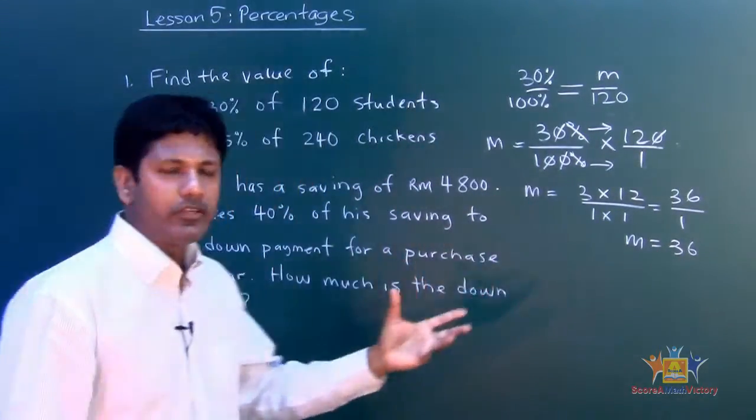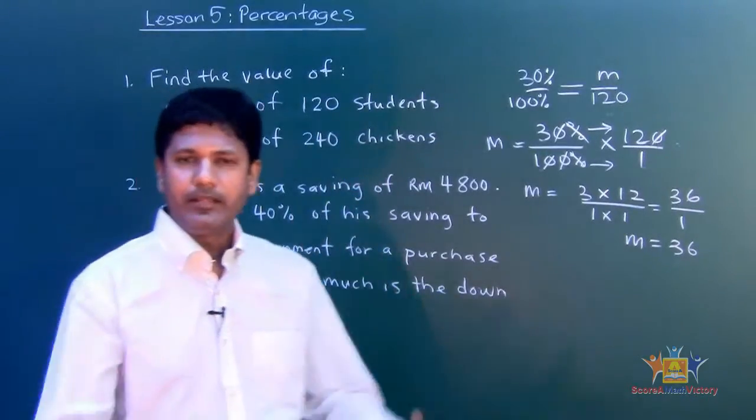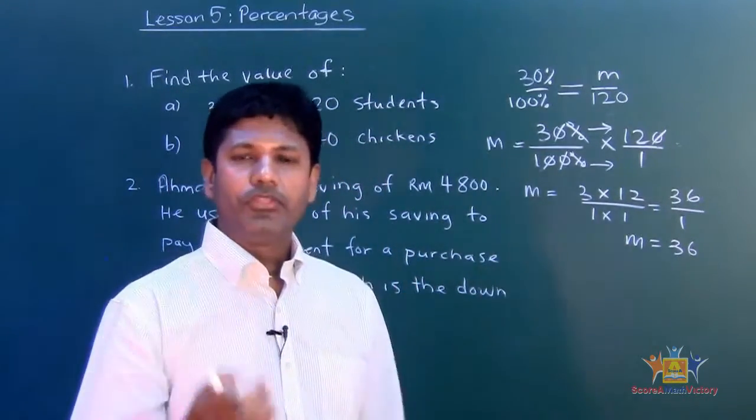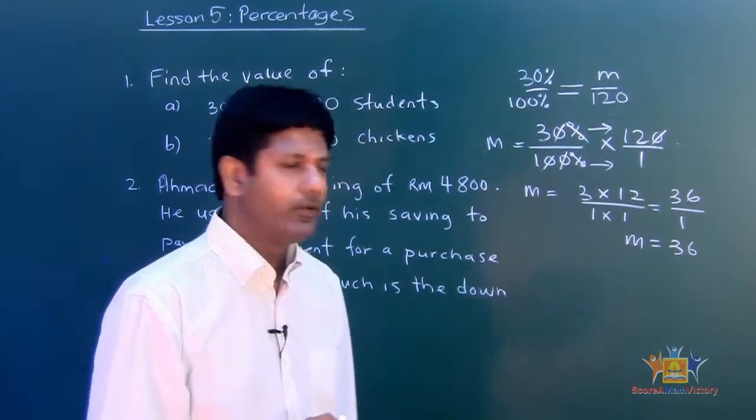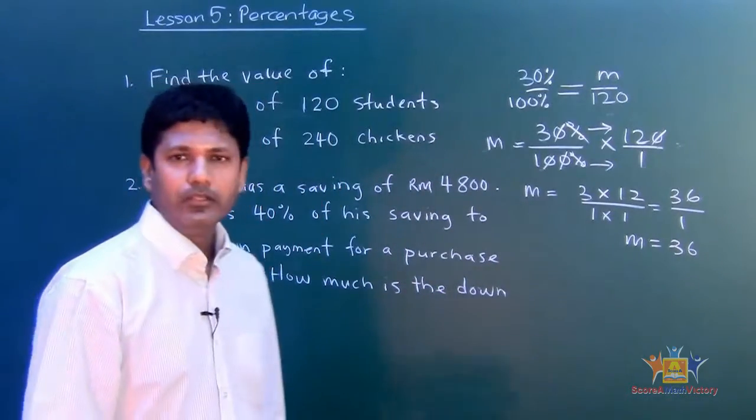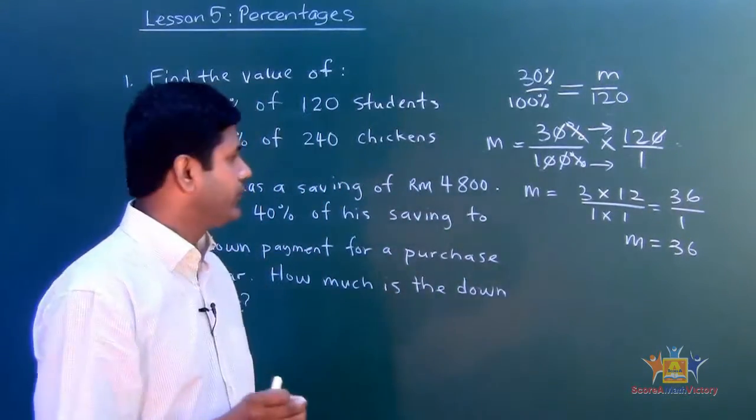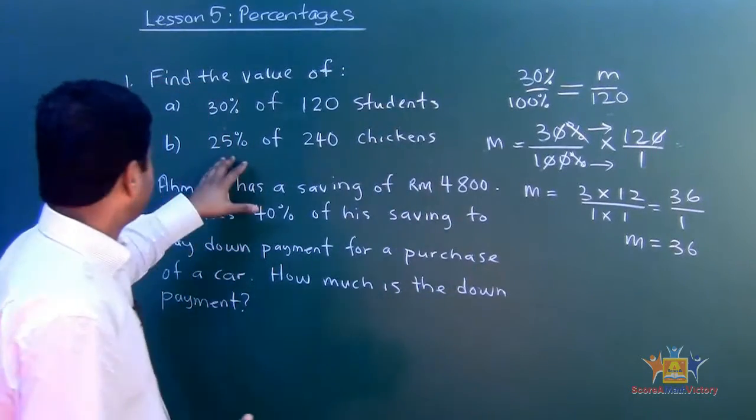So 36 students makes 30%. Alright? 36 students makes 30%. Okay, good. So 30% makes 36 students. Okay, good. Let's look at the second one.